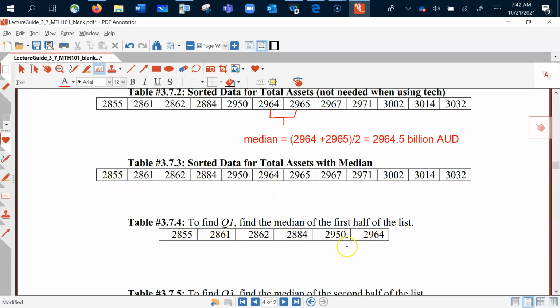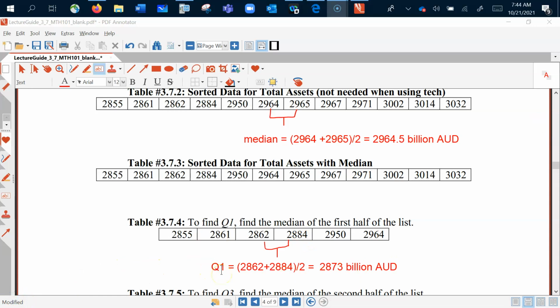Okay. So to find the median of this, well, since there are 6 values in this lower half of data, 6 divided by 2 is 3. And so there's going to be a tie between the third and the fourth. Right? 6 is even. So there isn't going to be a middle value. There's going to be a tie between two middles. So here the first quartile is going to be the average of 2862 and 2884. Let's go ahead and write that up.